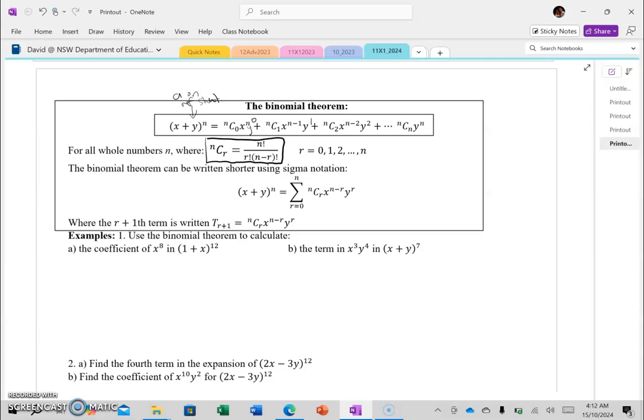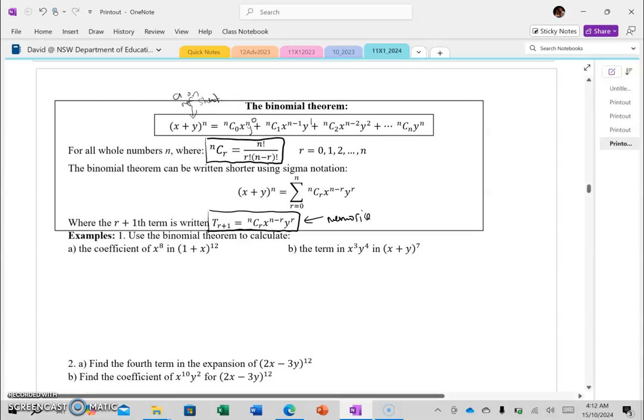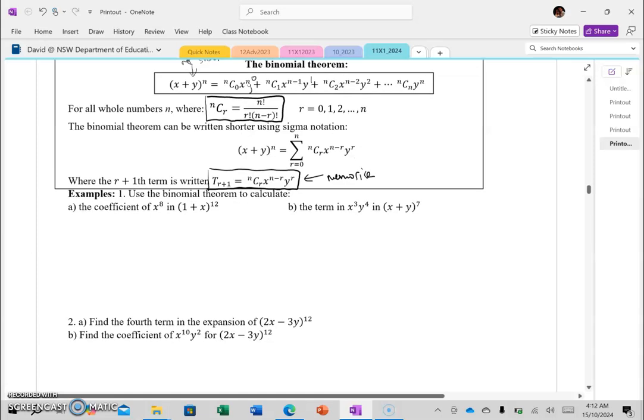The binomial theorem can be written in this shorter way, where the general term, and this is not on the reference sheet, that's worth memorizing, is NCR x to the n minus r, y to the r. Okay, next video we'll do lots of questions.